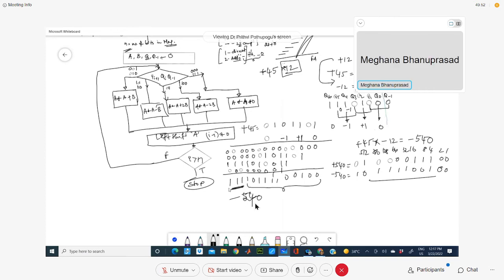Ma'am, I have a question. Yeah. How do we know where the sign extended bit starts? Like in this example, the last three ones are the sign bits, right? How do we know that? Yeah, got your question. See, this is the negative value. All ones towards your MSB indicates that it is a negative value. Okay. If you do the complement of this, you will get the positive 540.